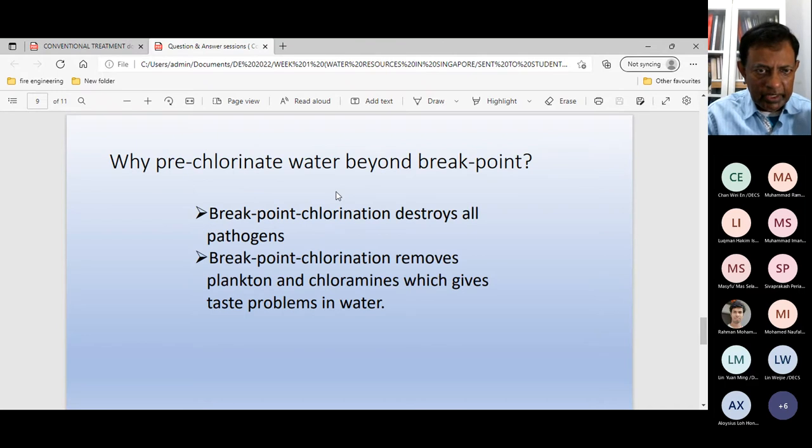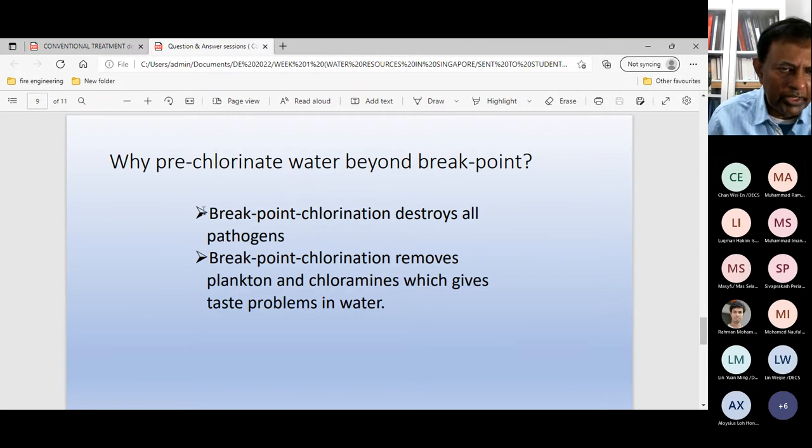Why pre-chlorinate water beyond the breakpoint? This is another question. Because breakpoint chlorination destroys all pathogens. Breakpoint chlorination removes planktons and chloramines, which are giving taste and odor problems. So breakpoint chlorination is quite important.